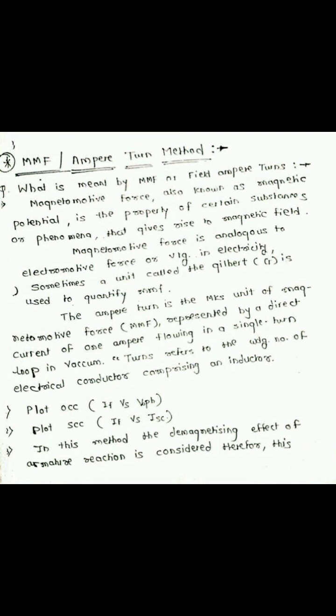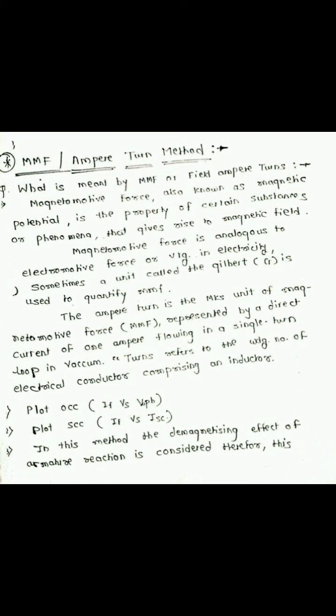Why is it called the ampere turn method? Because the unit of magnetomotive force in the MKS system is the ampere turn. That's why this method of finding out the voltage regulation of an alternator is also called the ampere turn method. So let's start the steps or procedure for determining the voltage regulation by the MMF method. The first step is to plot the open circuit characteristics of the alternator.